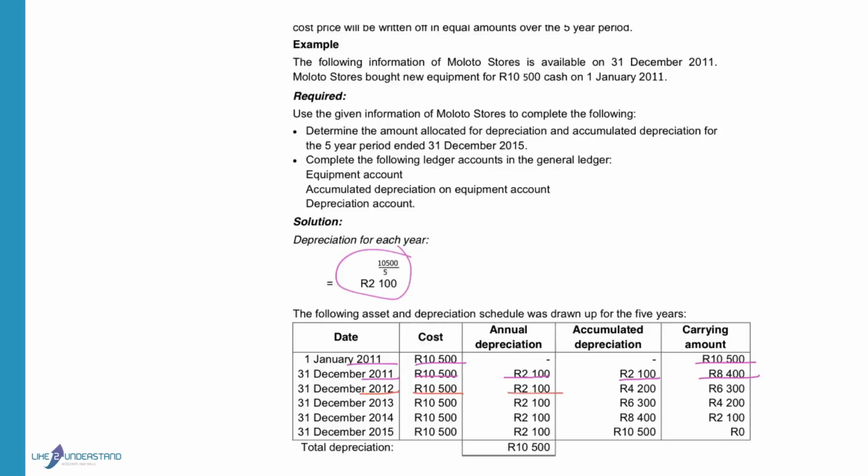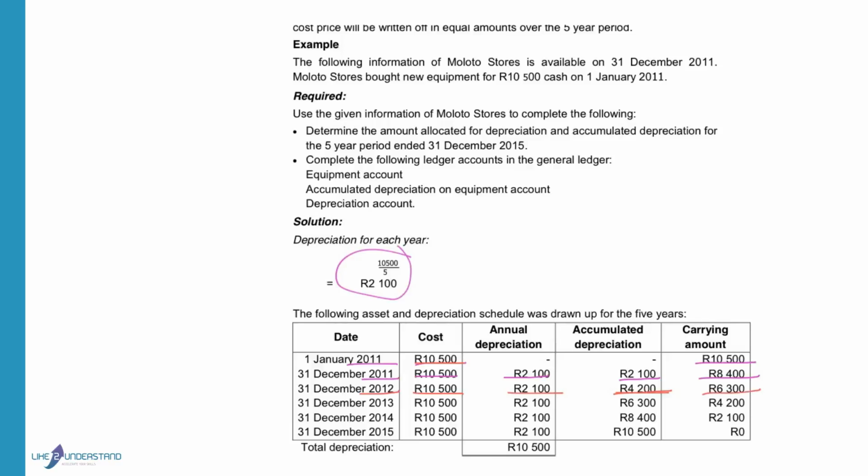Now the total depreciation from the 1st of January up to the 31st of December 2012 is $4,200. So it's $2,100 for the first year and $2,100 for the second year. The carrying amount, what is it worth after the second year, is the cost price of $10,500 minus the $4,200 accumulated depreciation. So the asset is worth $6,300 at the end of December 2012.